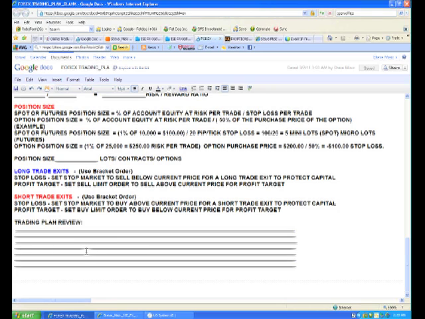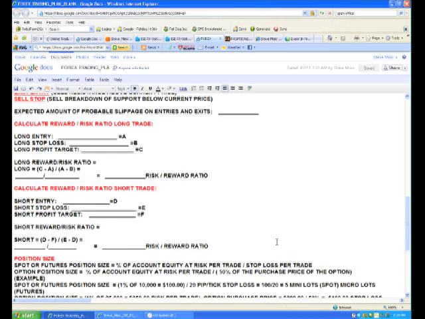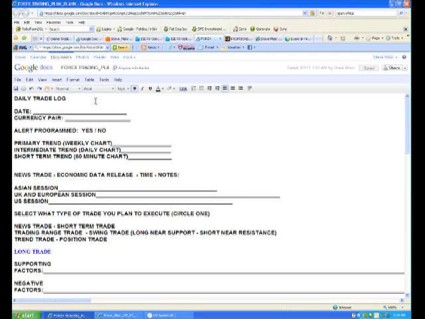I'm going to go ahead and print this. I'm going to poke holes in it, put it in a loose leaf binder, along with a before and after picture of the chart. And then if I ever need to go back and review what I did on that particular day, I would have that information saved for me. So that's an example of a daily trading log.